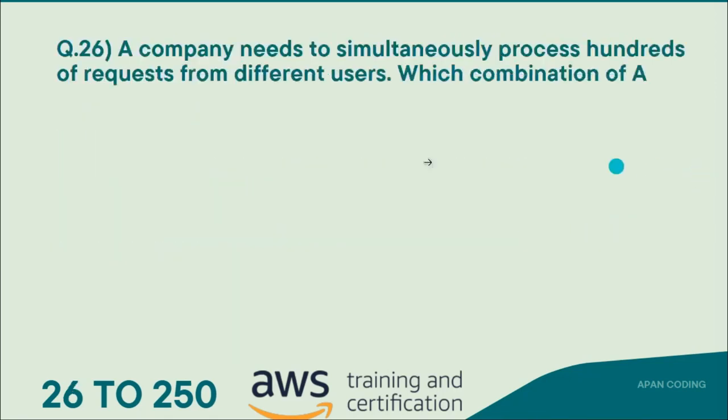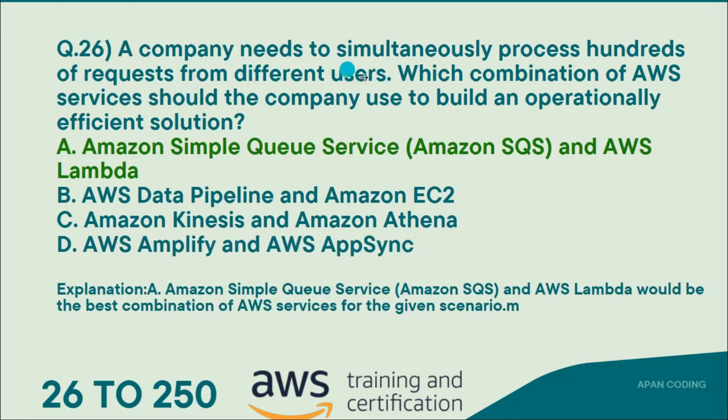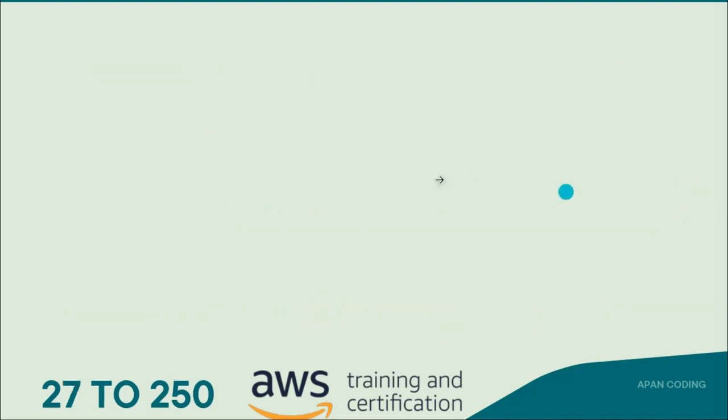We will see question number 26. A company needs to simultaneously process hundreds of requests from different users. Which combination of AWS services should the company use to build an operationally efficient solution? If you know the answer, do comment. But you can see on the screen Amazon Simple Queue Service, SQS, and AWS Lambda. You know Lambda is just a serverless compute service. Explanation is here. Amazon Simple Queue Service and AWS Lambda would be the best combination of AWS services for the given scenario. Move on to the next, friends.